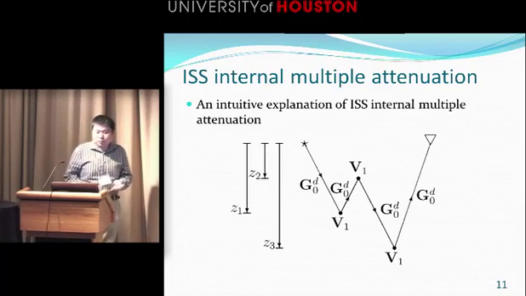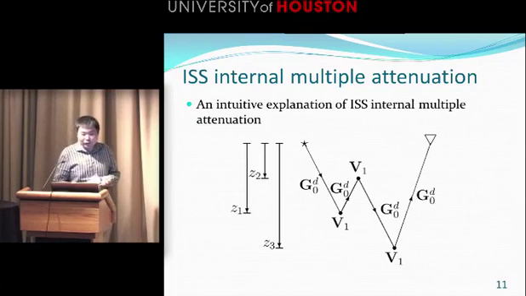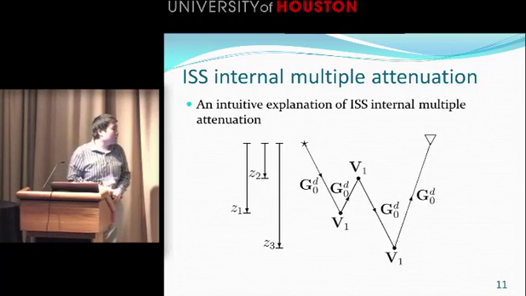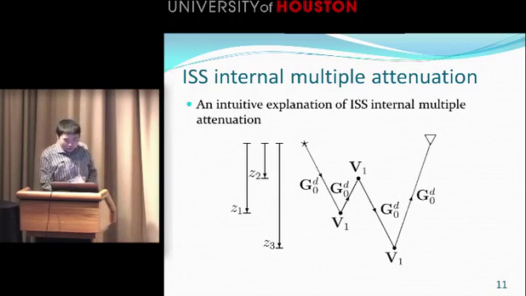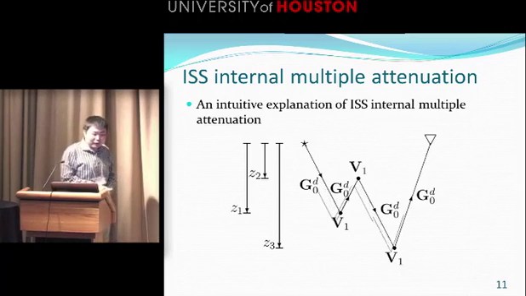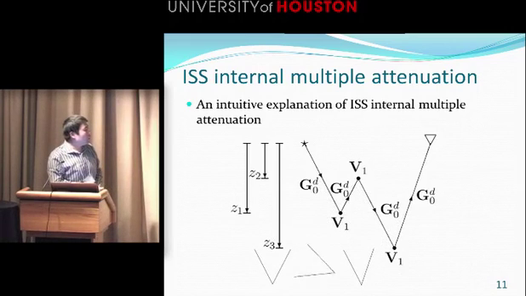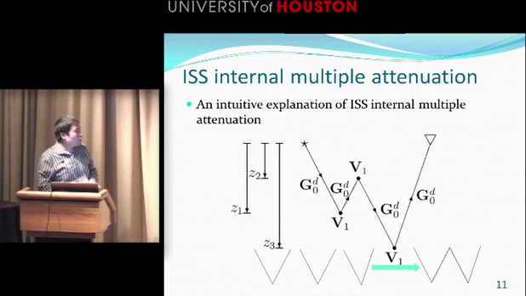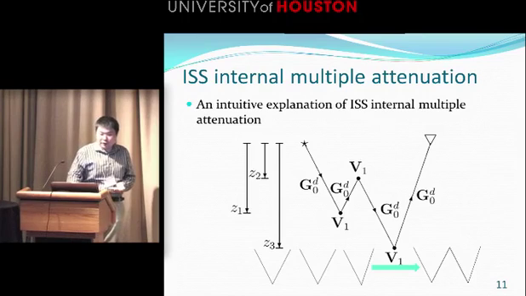Here is just a cartoon to remember the idea of ISS internal multiple attenuation. Here we have a W-shaped internal multiple event, and it can be decomposed into three reflections satisfying the higher, lower relation. We combine the three sub-events, or three reflections, to get the prediction of this W-shaped internal multiple event.